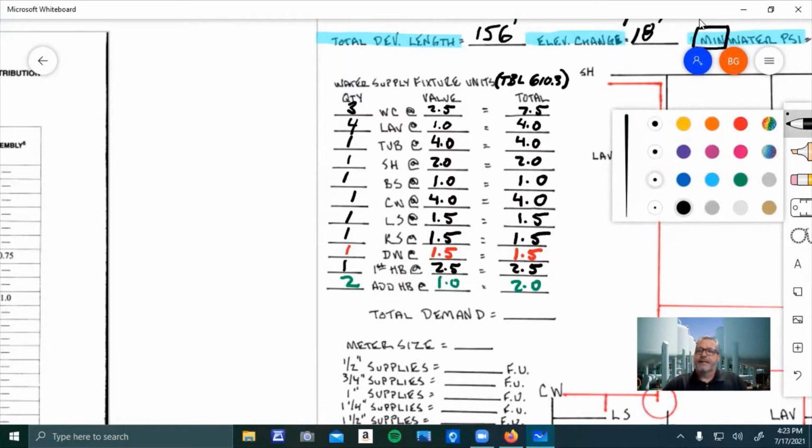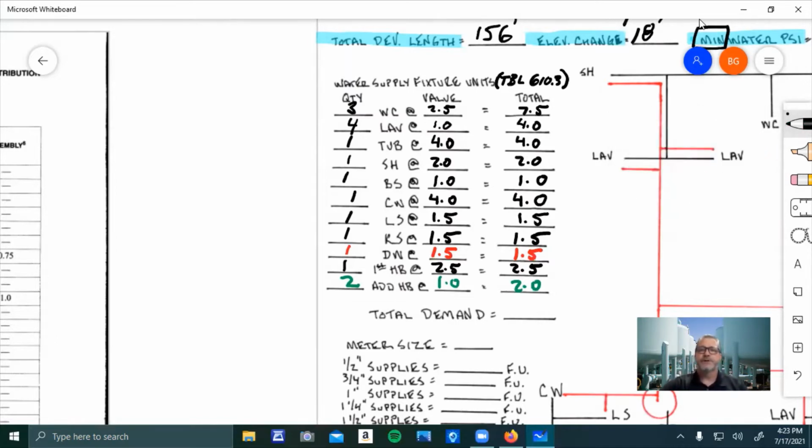Now we get to add all this up. This is the fun part. Okay, so we have 15.5, 17.5, 18.5, 22.5, 23, 24, 25.5, 27, 29.5, 31.5.